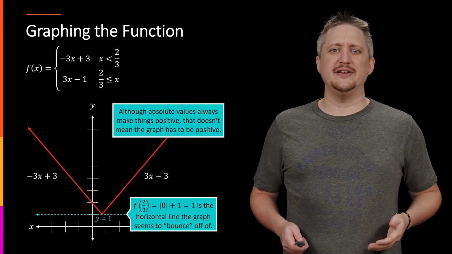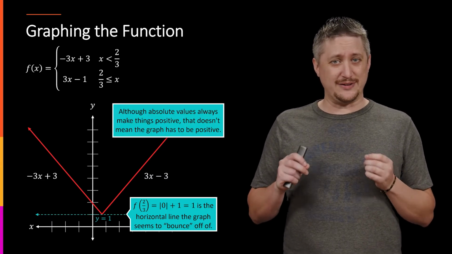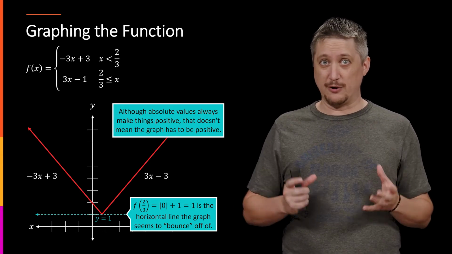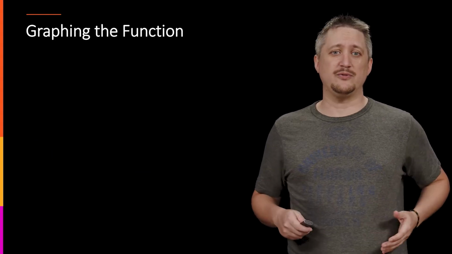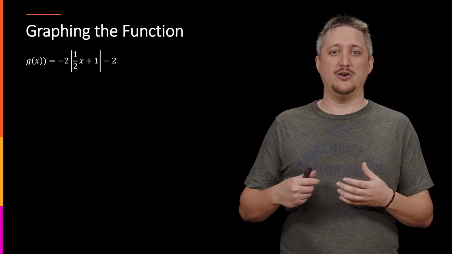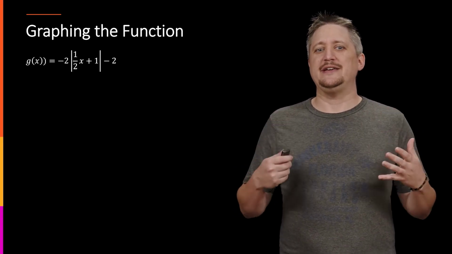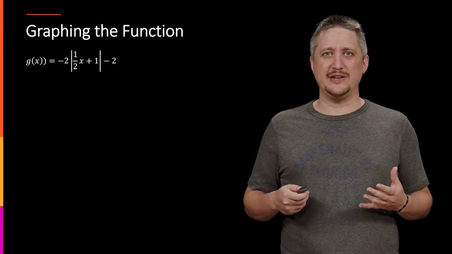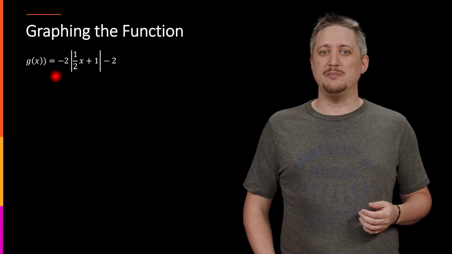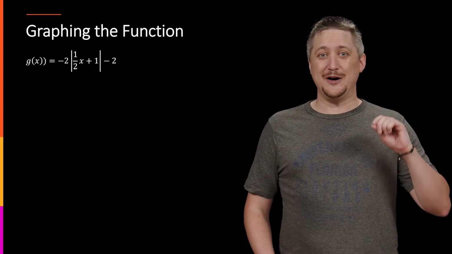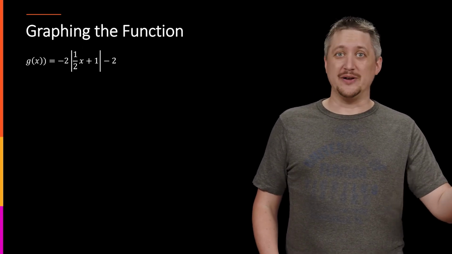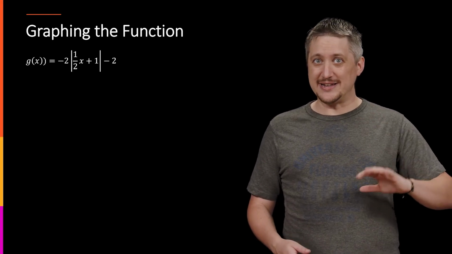Another important thing to note is that although absolute values do always make things positive, that doesn't mean the graph has to be positive, because the absolute value is only part of the expression. So for example, if we look at this function here, minus 2 times the absolute value of 1/2 x plus 1, all minus 2. A way we might quickly think that we would get a negative graph is that we take the thing that's always positive, this absolute value, but then we multiply it by -2. So we have a positive value, and then we make it negative, always. And so that's what's going to end up making it a negative graph.